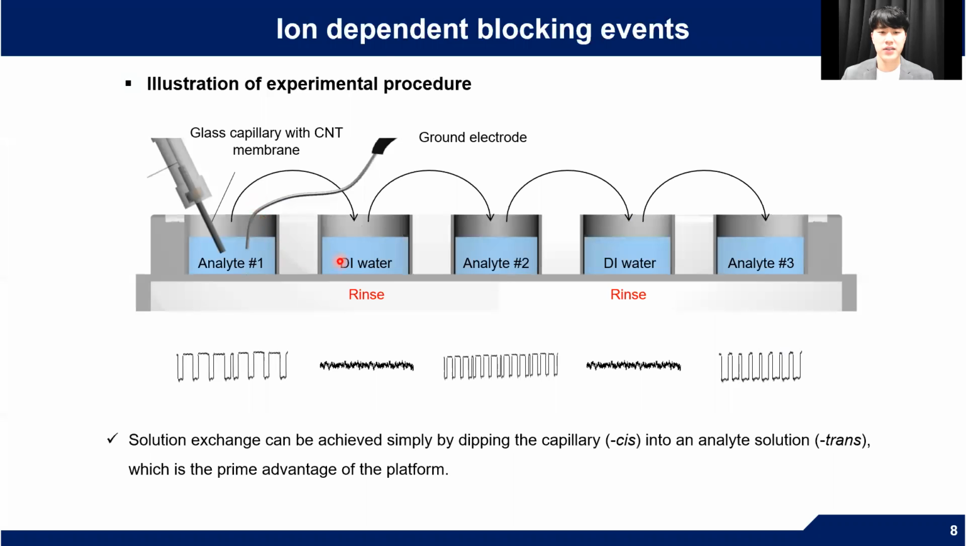One of the advantages of this platform is the fast exchange of the ionic solution due to the independently movable cis and trans sides. So taking advantage of these strengths, we can observe how the blocking event changes depending on the analyte. For a clear experiment, we rinse the CNT membrane with fresh deionized water before moving on to another analyte.